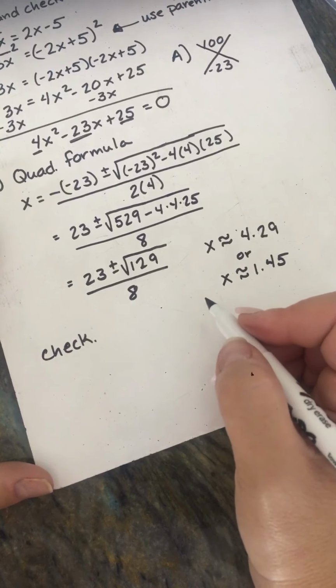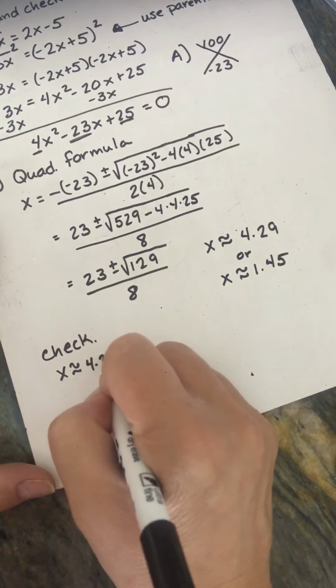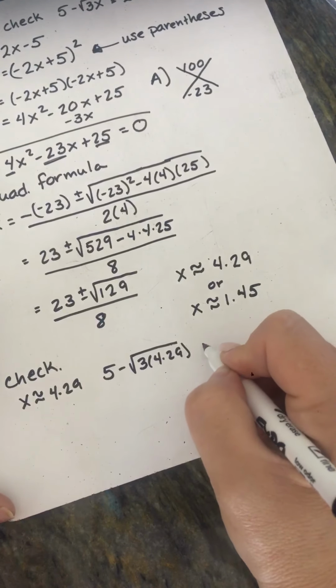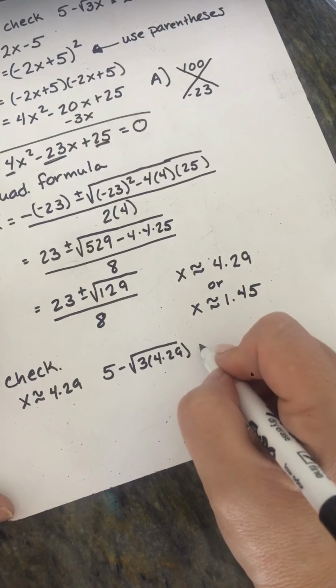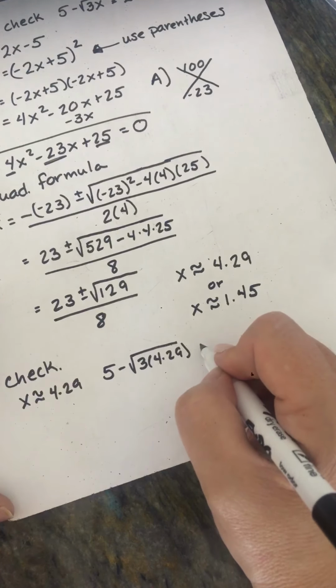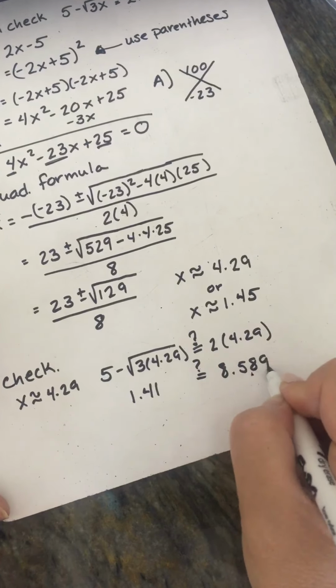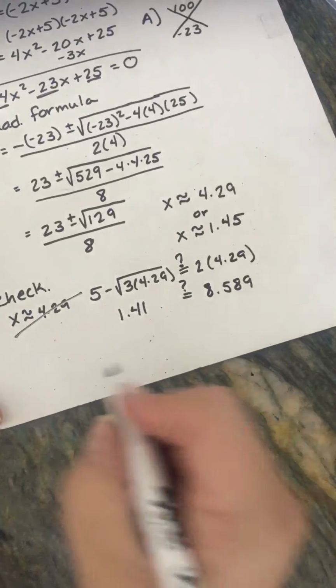I know, I told you it was a doozy. So here we go. X is about 4.29, so let's try that one. Plugging it in, I've got 5 minus the square root of 3 times 4.29, which is supposed to equal 2 times 4.29. That's a question mark. All right, so I've got 1.41. Does that equal 8.589? So 4.29, nope.